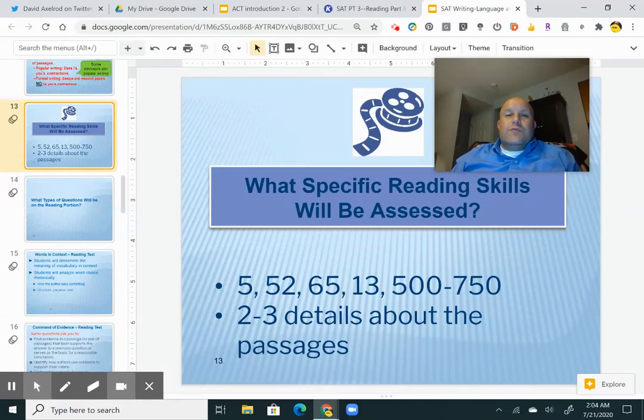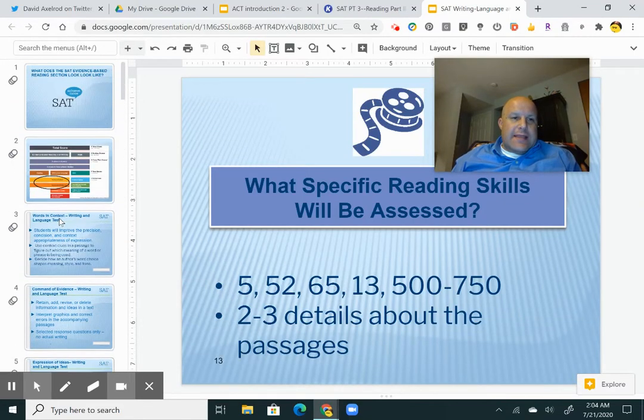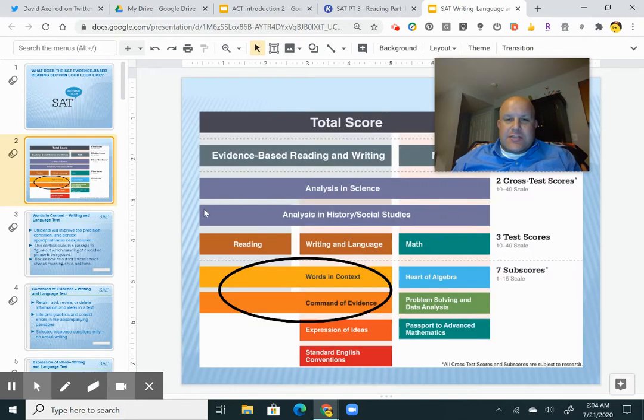So let's take a look at the reading section of the writing and language section. We're looking at evidence-based reading and writing overall, and it does have some questions in science and social studies, as well as a literature passage. The misnomer here, the cross test score. It doesn't matter what your particular knowledge of those two topics are. It's reading strategies, and that's what I'm going to focus on.